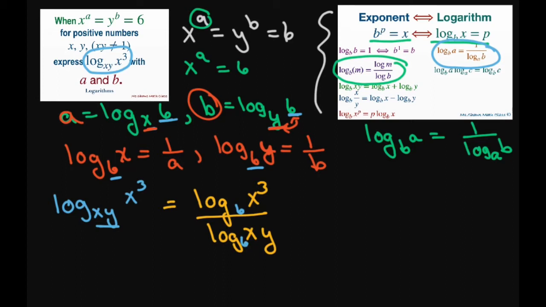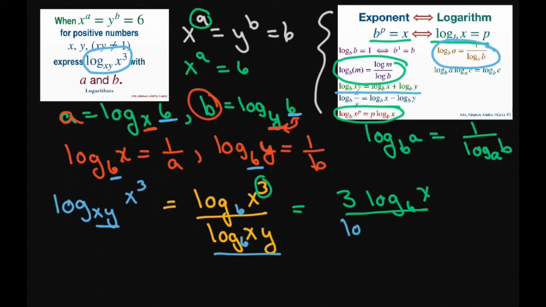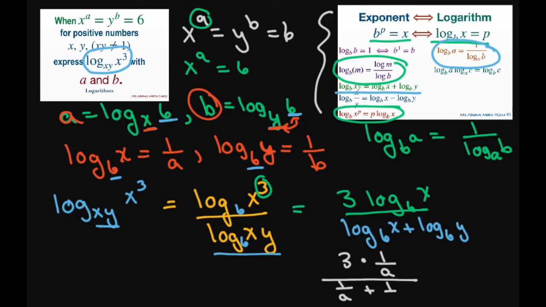All right, so now that we have that, let's just simplify everything. This one, using your power rule, is going to equal 3 times log base 6 of x. And then for this one, we're going to use our product rule for logs and expand it, write it as a sum. So this is going to be log base 6 of x plus log base 6 of y. And real quick here, this is going to be 3 times 1 divided by a, divided by 1 divided by a plus 1 divided by b.